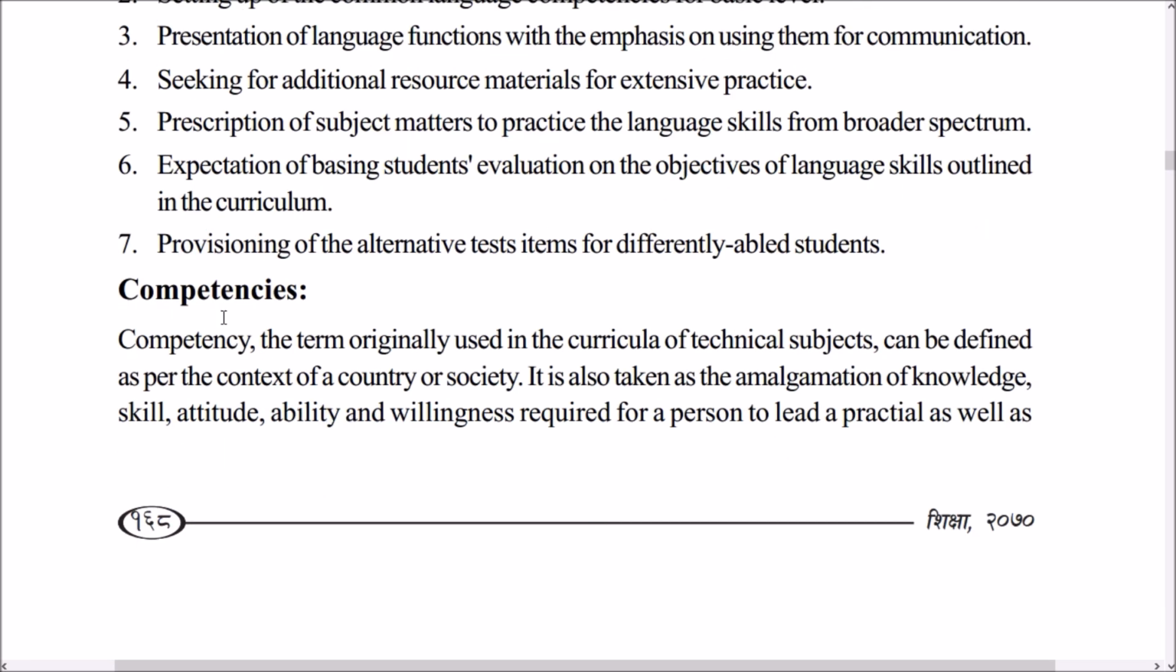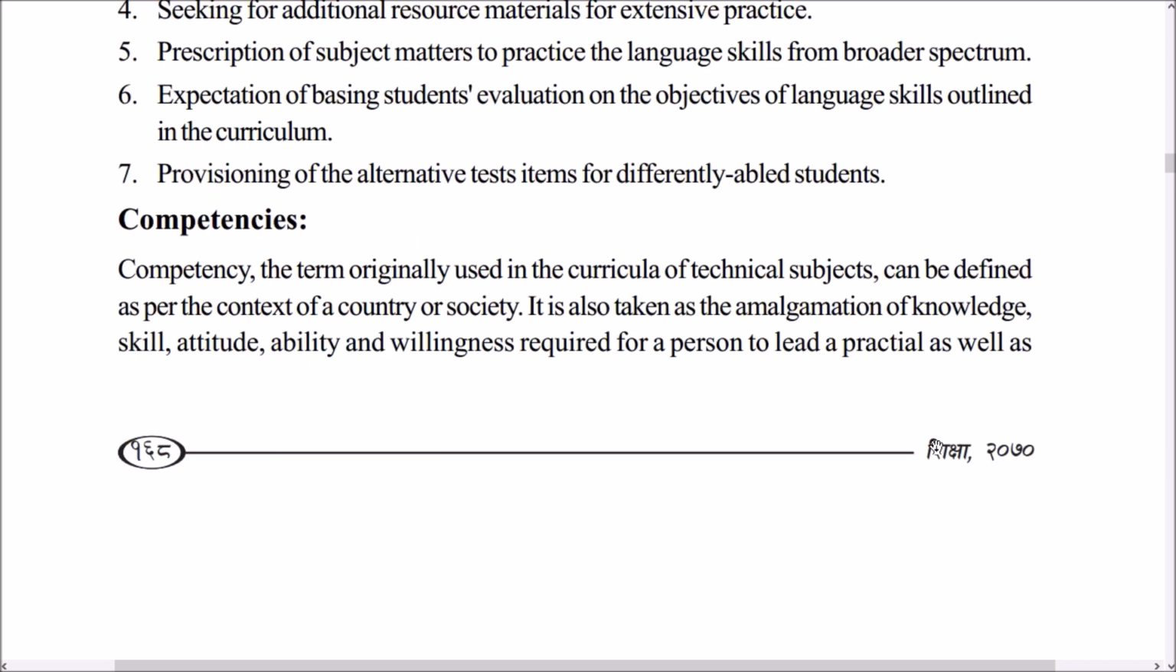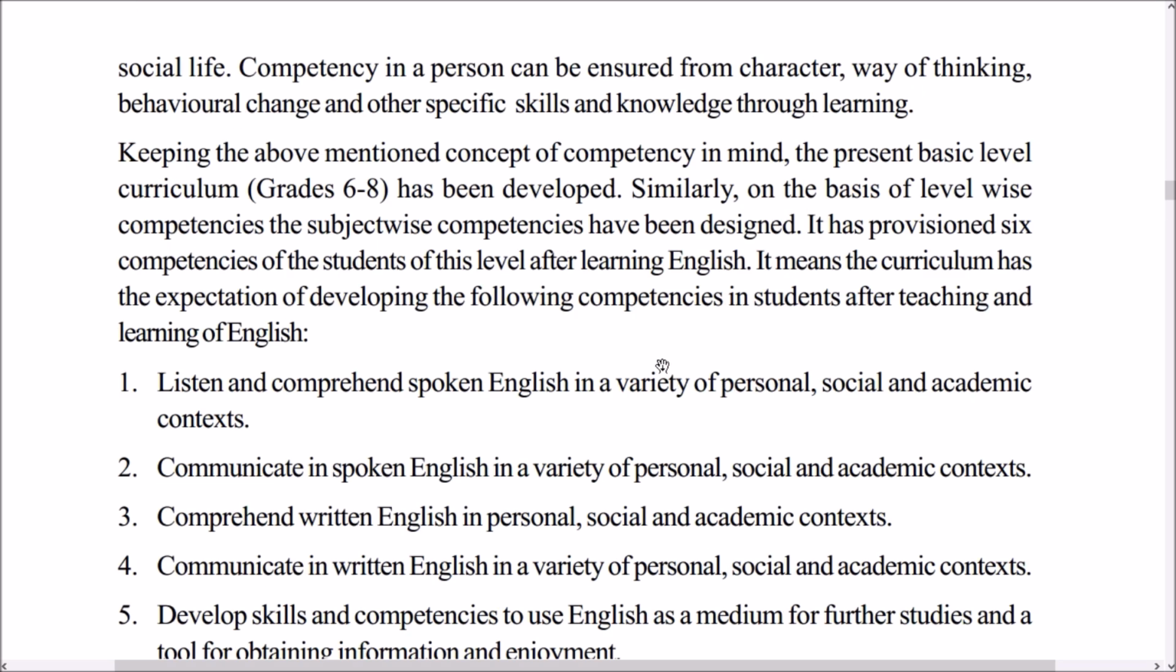So this curriculum talks about competences. Competency, the term originally used in the curriculum of technical subjects, can be defined as per the context of a country or society. It is also taken as the amalgamation of knowledge, skill, attitude, ability, and willingness required for a person to lead a practical as well as social life. Competency in a person can be ensured from character, way of thinking, behavioral change, and other specific skills and knowledge through learning. Keeping the above mentioned concept of competency in mind, the present basic level curriculum has been developed.